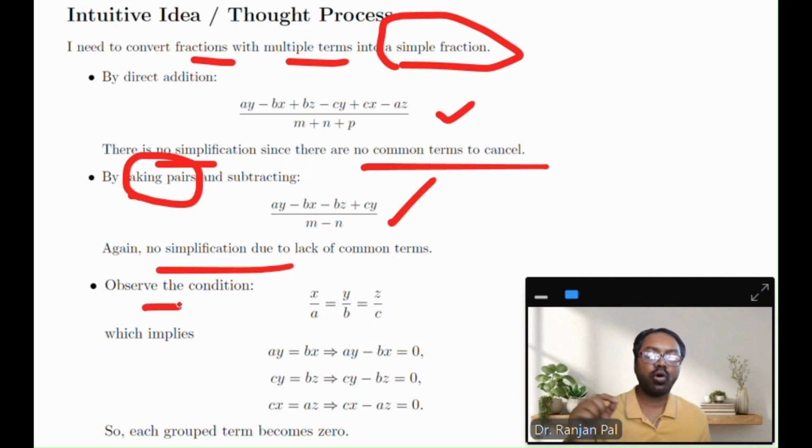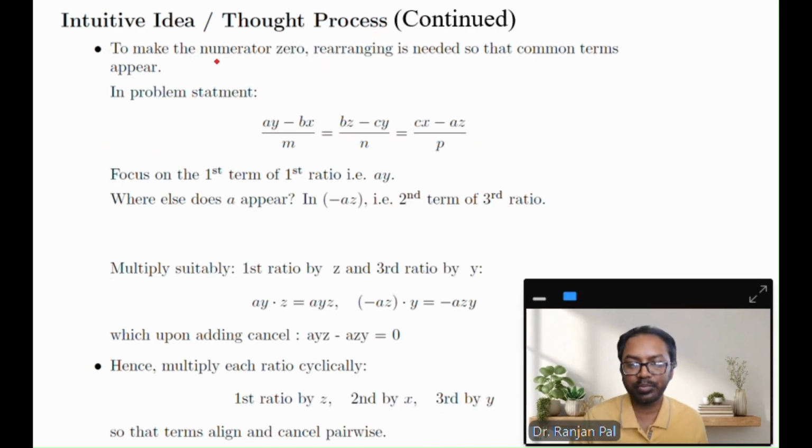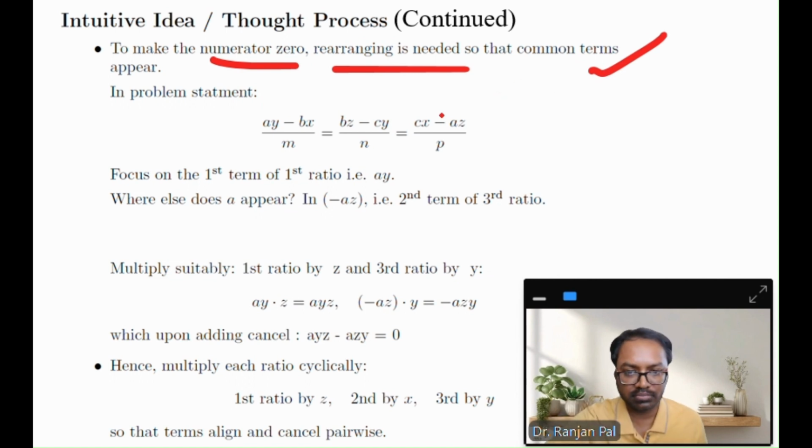But try to observe the proof part wherein we are supposed to arrive at this particular equation. If you cross multiply these pairwise, these are the group terms that you get, which means that all these group terms should be equal to 0. So here we need to make the numerator 0. Rearranging is required so that the common terms can appear. But how do I observe these common terms?